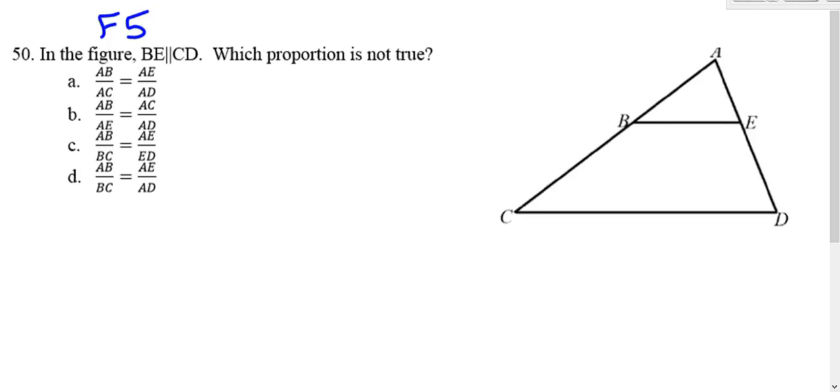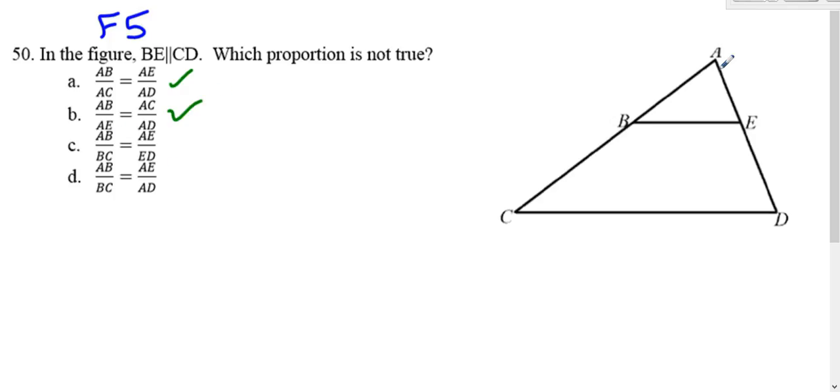Which proportion is not true? So we've got AB over AC, so the short side over the whole side. And then AE over AD, short over the whole thing. So that one's good. AB over AE, AB over AE, so that's short over short. And then AC, the whole thing, over AD, the whole thing. That's also okay. They correspond, they're good.